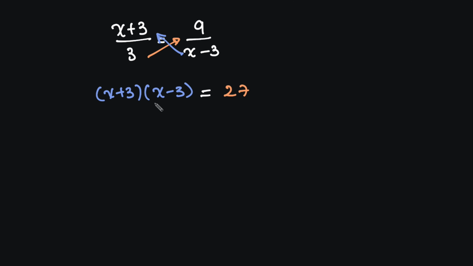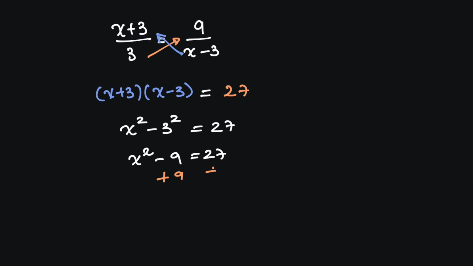If you remember again from algebra, this is a difference of squares. So you can rewrite this as x squared minus 3 to the power of 2, right? And this is equal to 27. 3 to the power of 2 is 9, so we will have x squared minus 9 equal to 27. And since we have a simple quadratic equation, remember that we try to isolate x, right? So to isolate x, we can do it by adding 9 on both sides, right?